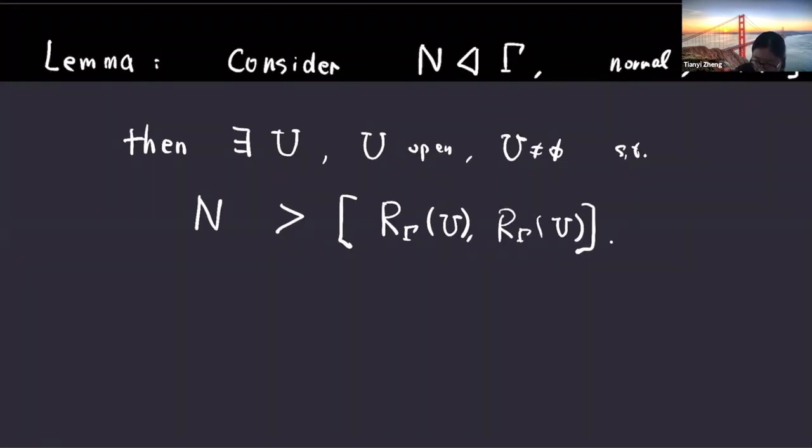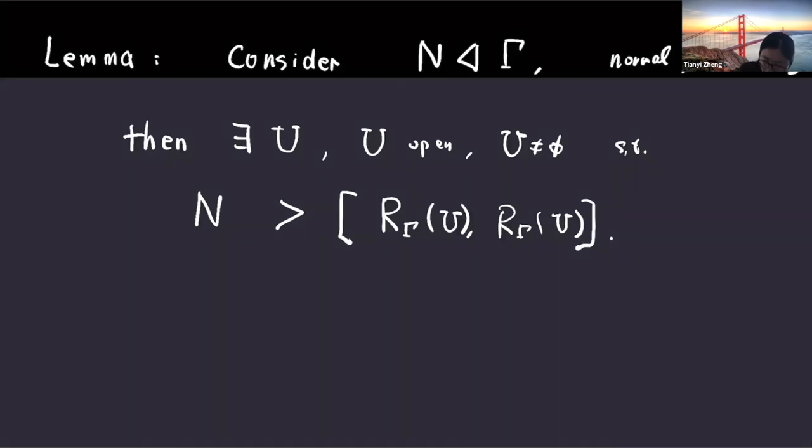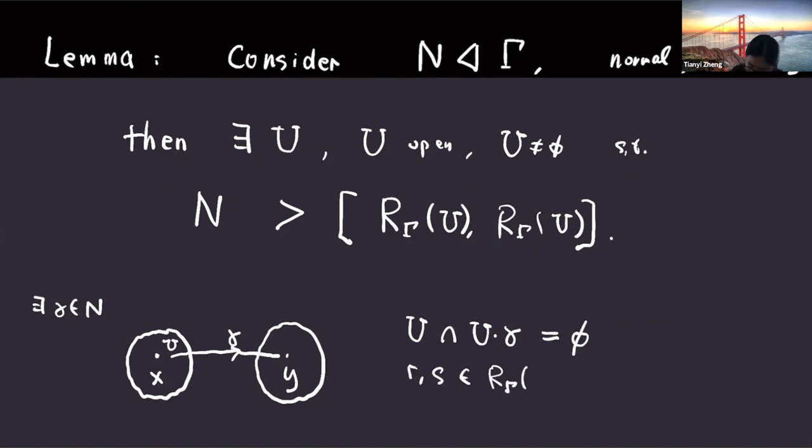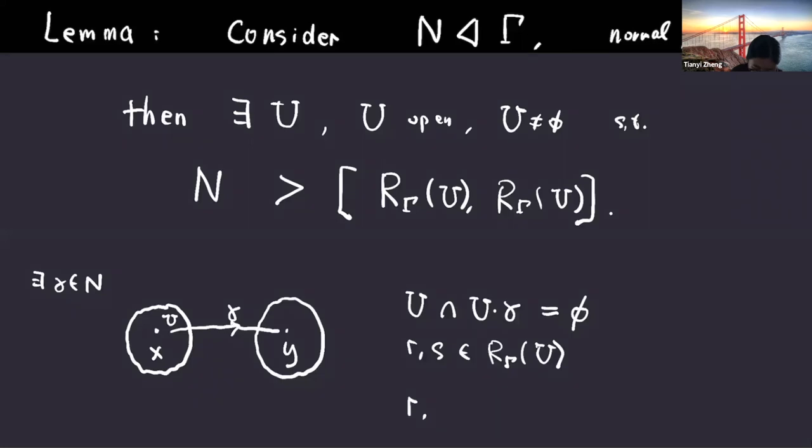This lemma you can prove as an exercise. It's fairly easy; once you see the statement, it's very easy to figure out. It goes like this. If you take some element of N that is non-trivial, then it needs to move some point. Let's say you can find some element gamma in N such that it moves x to y. Since you act by homeomorphisms, you can find some small neighborhood around x that gets sent to a neighborhood around y. This is my choice of U. The condition is that U and its image under gamma are disjoint. And now you can consider the following. Let's take two elements in the rigid stabilizer of U, and you can do, say, the commutator between R and gamma.